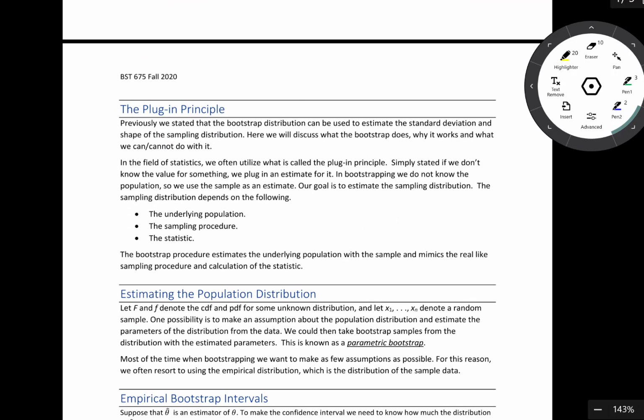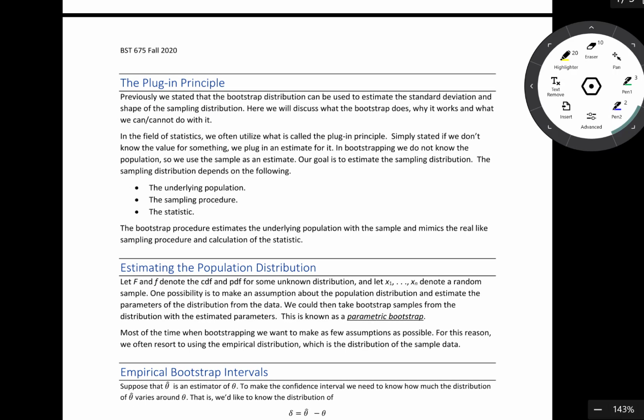Alright, I want to talk about the plug-in principle. Previously we stated the Bootstrap distribution can be used to estimate the standard deviation and shape of the sampling distribution. Here we'll discuss what the Bootstrap does, why it works, and what we cannot do with it. In the field of statistics, we often utilize what is called the plug-in principle, and you've actually seen this before, we've just never called it this. Simply stated, it says if we don't know the value for something, we plug in an estimate for it. So if I don't know the value of the population standard deviation, I plug in the sample standard deviation.